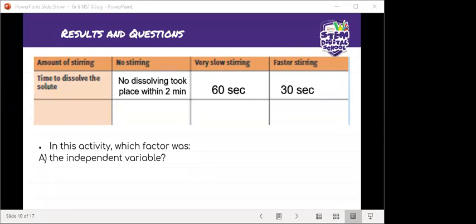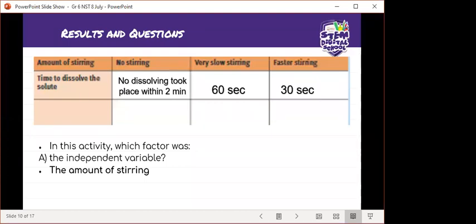What is the independent variable in this activity? Does anyone else have an answer or would like to give an answer? Okay, so Ijira says, I agree with the stirring. And that is correct. So the amount of stirring or the intensity of stirring is the independent variable.